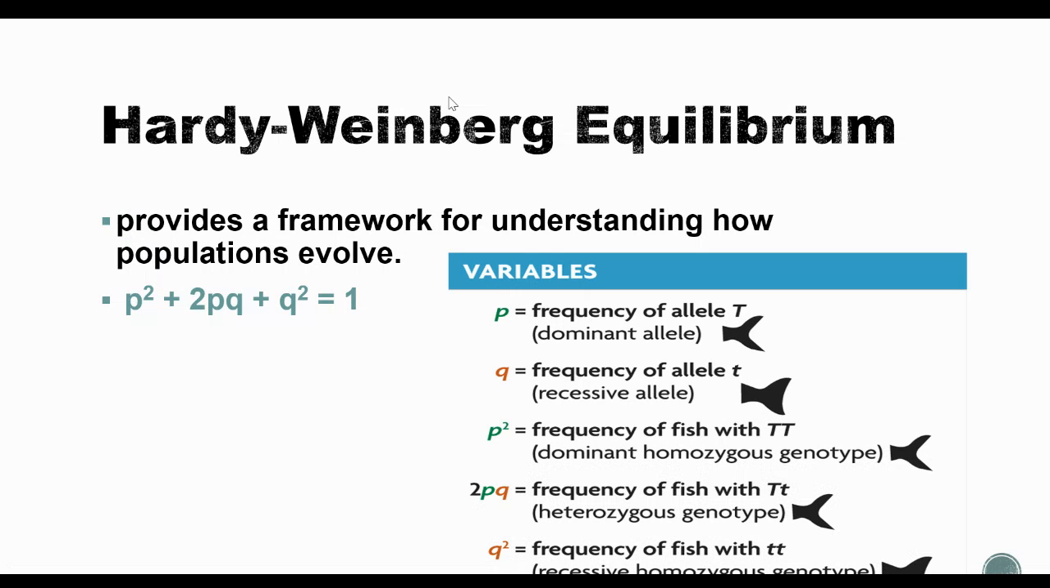All right, so the Hardy-Weinberg equilibrium. We had two scientists, Hardy and Weinberg, obviously, who came up with this theory, and it provides a framework for understanding how populations evolve. We have a couple equations. The basic equation, sometimes referred to as the Hardy-Weinberg equation, is p squared plus 2pq plus q squared equals 1. There's also p plus q equals 1.